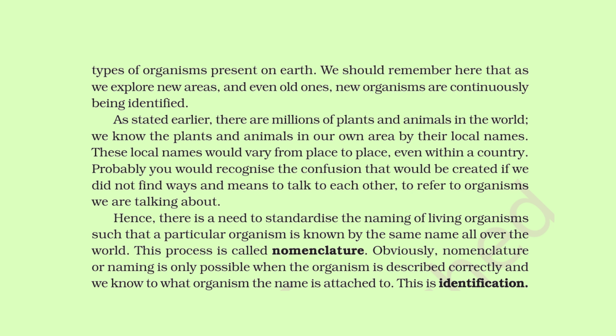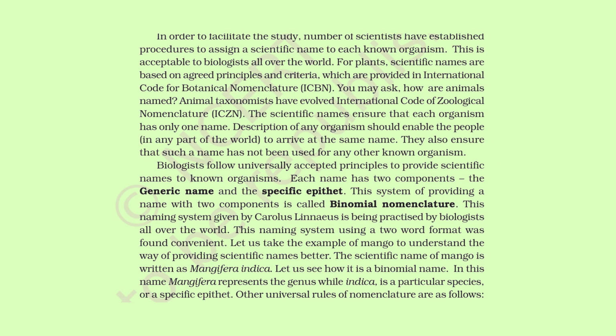Obviously, nomenclature or naming is only possible when the organism is described correctly and we know to what organism the name is attached to. This is identification. In order to facilitate the study, a number of scientists have established procedures to assign a scientific name to each known organism. This is acceptable to biologists all over the world.